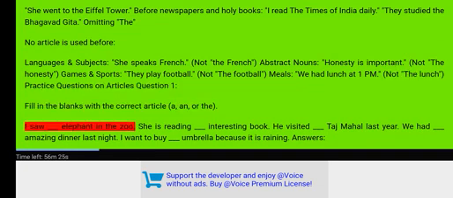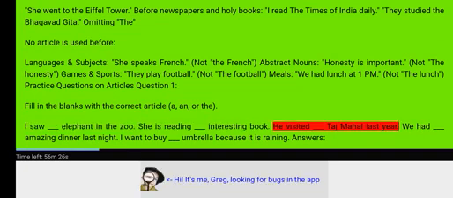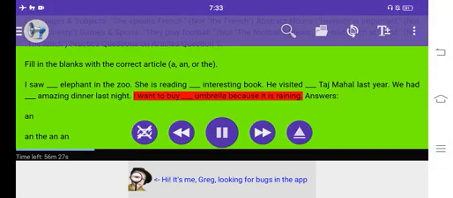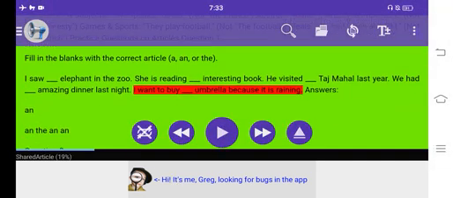I saw blank elephant in the zoo. She is reading blank interesting book. He visited blank Taj Mahal last year. We had blank amazing dinner last night. I want to buy blank umbrella because it is raining.